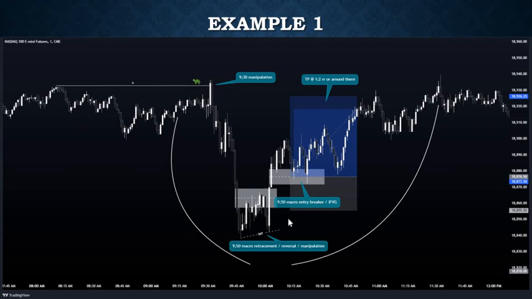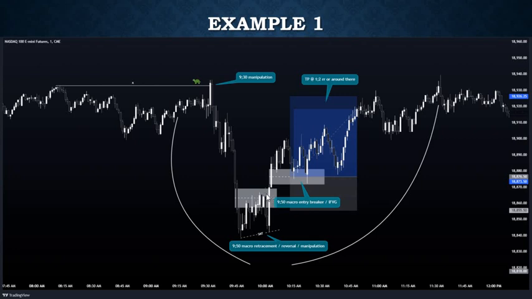So because we got that SMT, the next thing we want to wait for is some type of inverse fair value gap to be formed. Where do we get that? We get that first inverse here. You could have entered here, but that second inverse, since we have 2 inverses from the displacement, if you paid attention to the older videos that I had made, this first one would be our breakaway gap. This is going to be our breakaway gap.